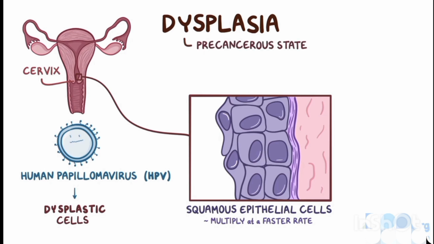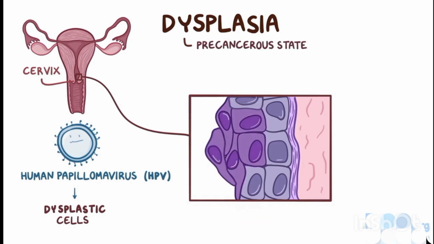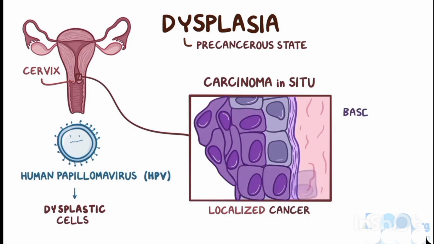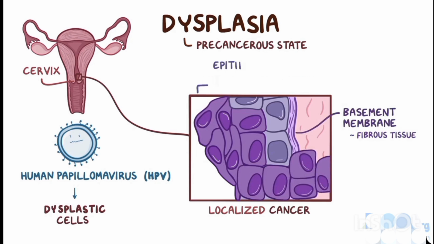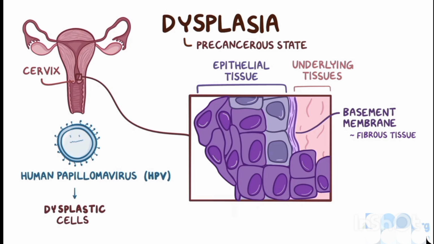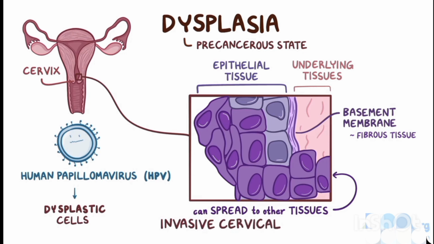As they multiply further, we can begin to speak of carcinoma in situ, which is a localized cancer. Sometimes these immature and abnormal cells start to multiply so much that they break through the basement membrane. The basement membrane is a layer of fibrous tissue that separates epithelial tissue from underlying tissues. So if the cells break through that barrier and continue multiplying, they can begin exerting pressure on local tissues and break off clumps of cells that can go off to other tissues to spread the problem. At this point, it's considered an invasive cervical carcinoma.